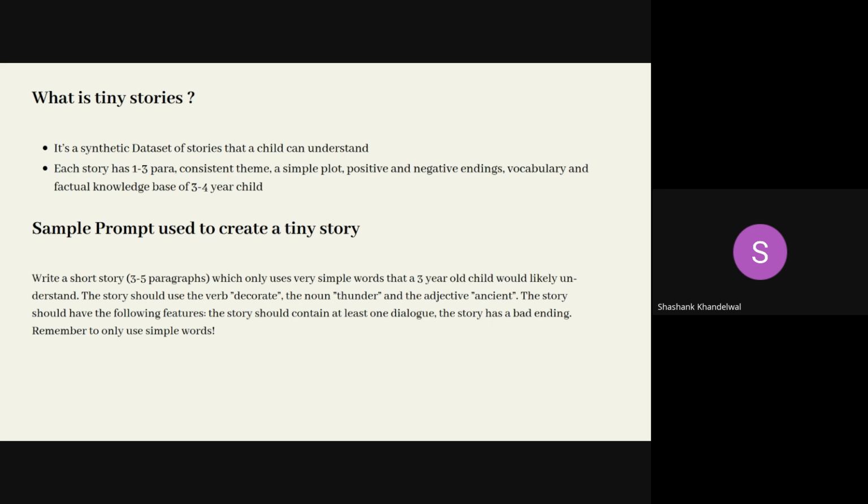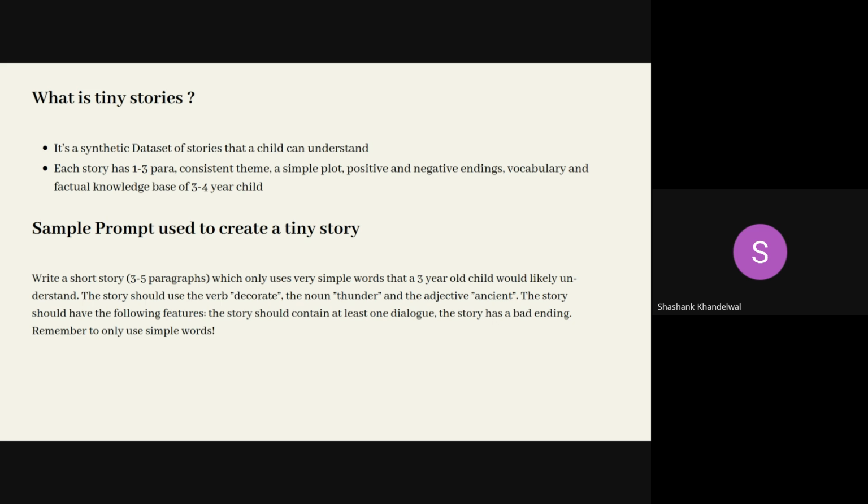So how did they create the stories? They used GPT-3.5 to create almost 10,000 stories, and this is a sample prompt they used to generate a story. For example: write a short story which only uses very simple words that a 3-year-old child would likely understand. The story would use the verb decorate, the noun thunder, and the adjective ancient. The story should have the following features: it should contain at least one dialogue, and the story has a bad ending. Remember to only use simple words.